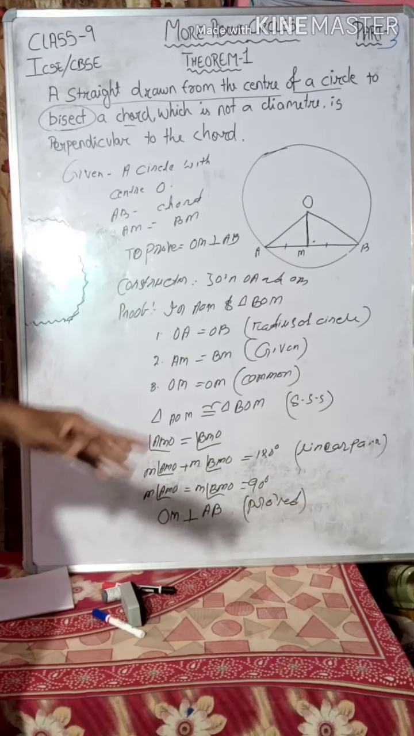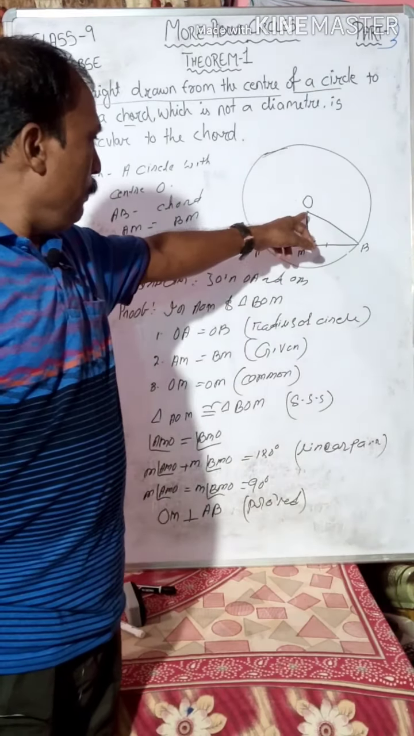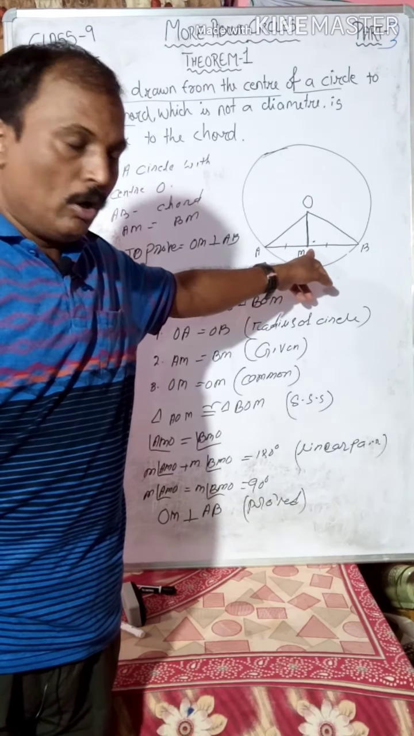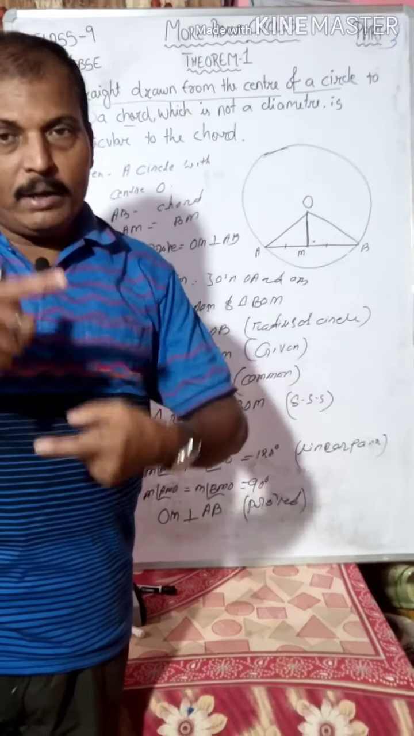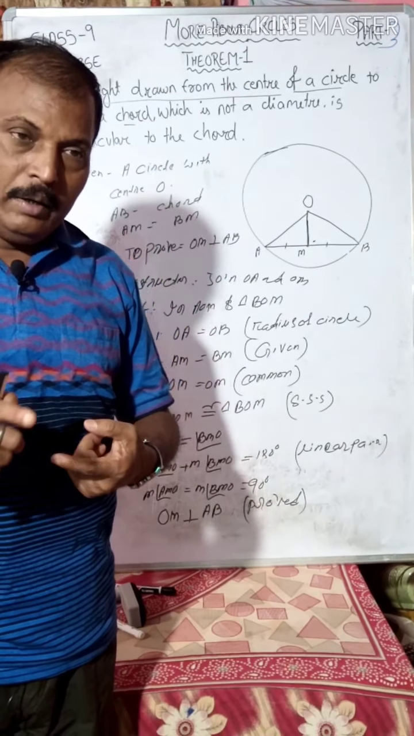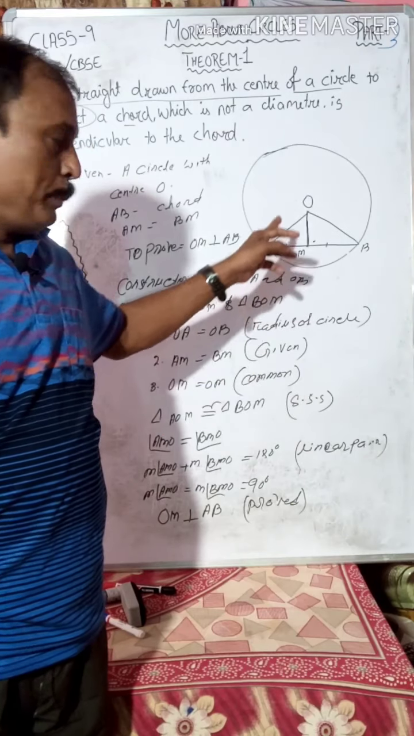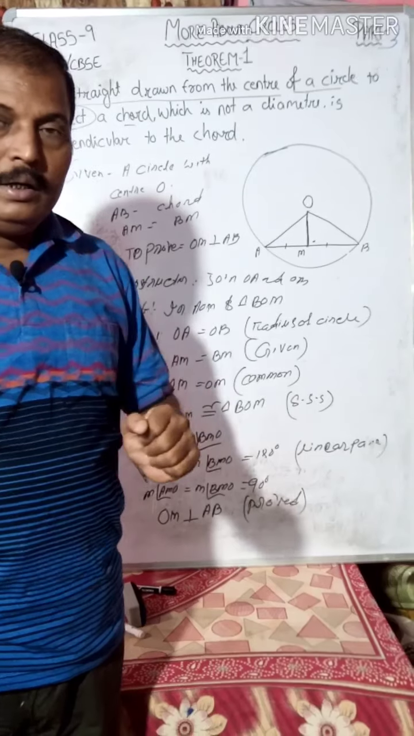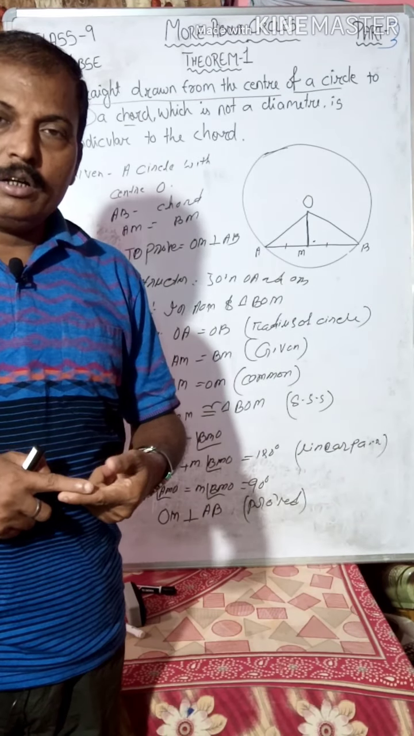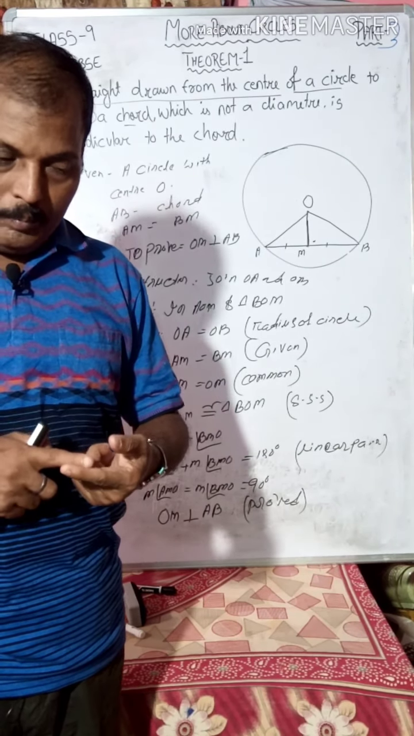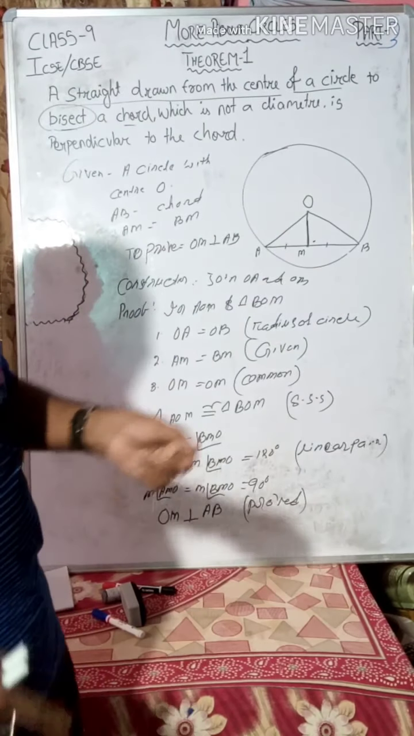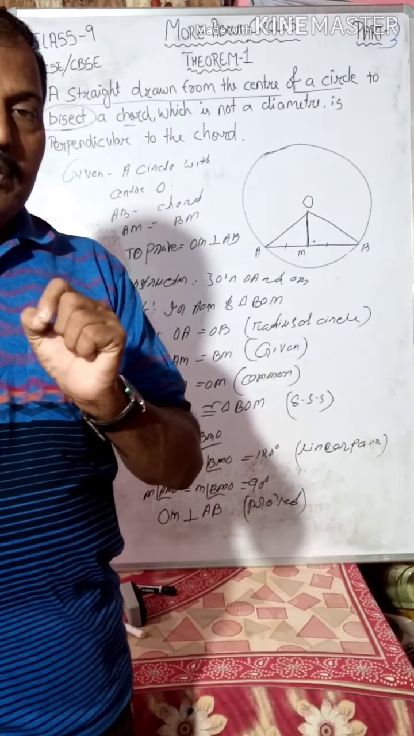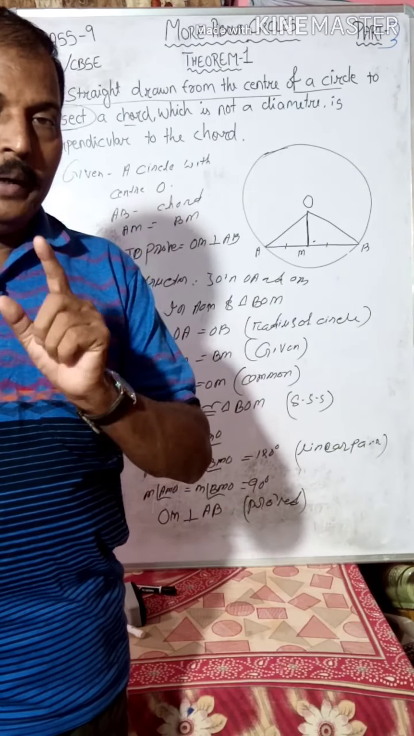Theorem: A straight line drawn from the center to the midpoint of a chord is perpendicular to the chord, if the chord is other than the diameter. First we write what is given: a circle with center O, AB is a chord, O is the center, M is the midpoint of AB, that's why AM is equal to BM.